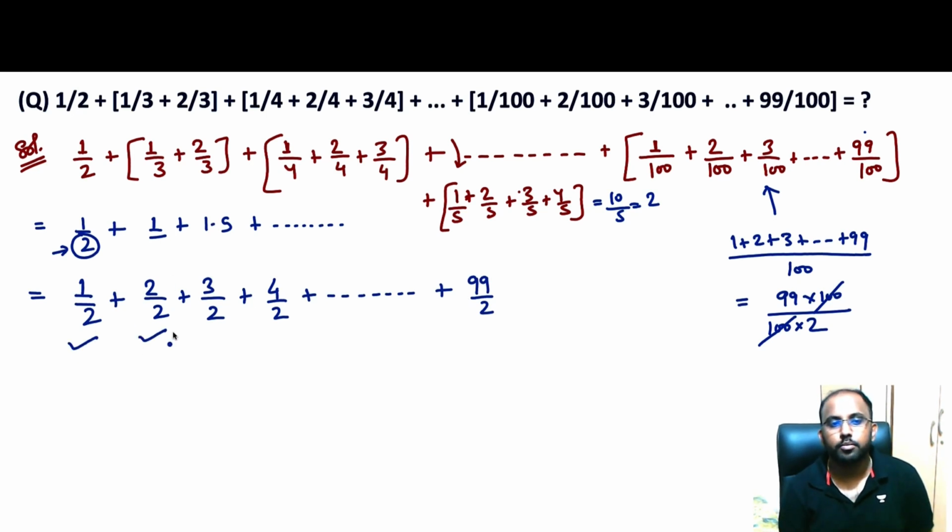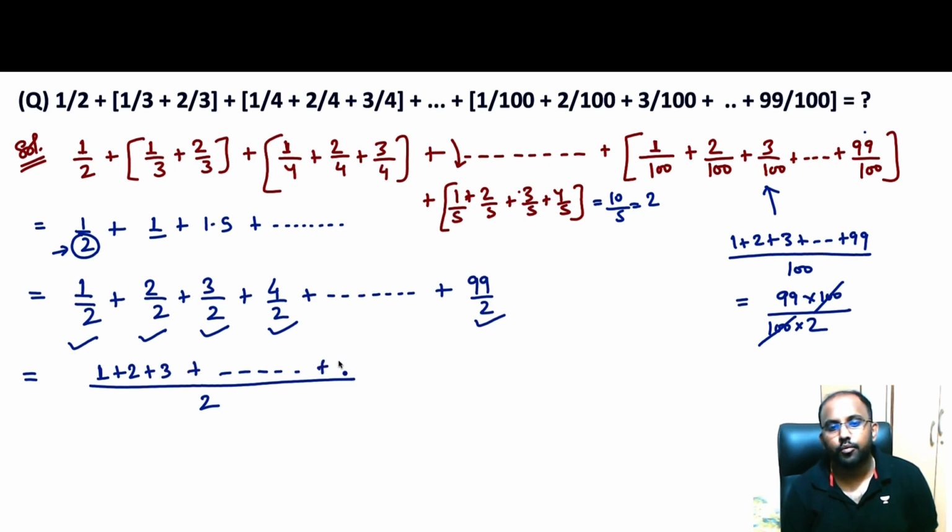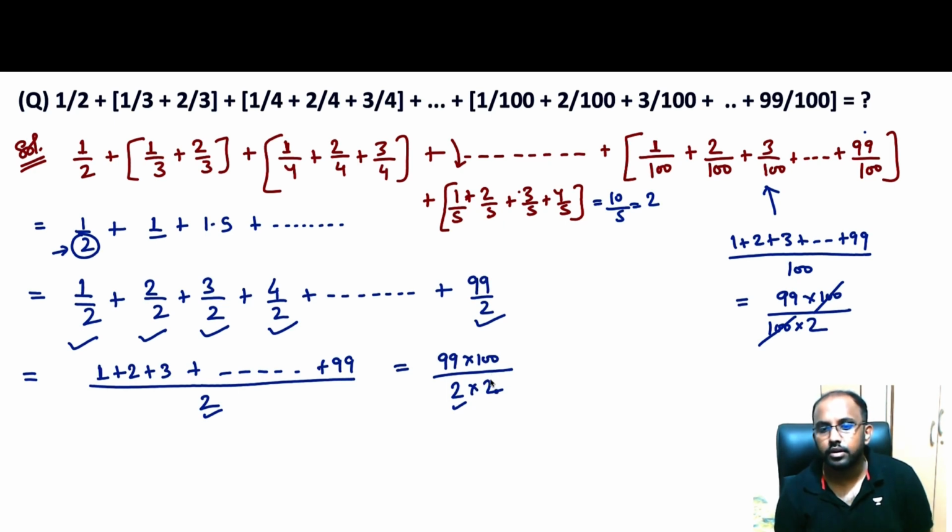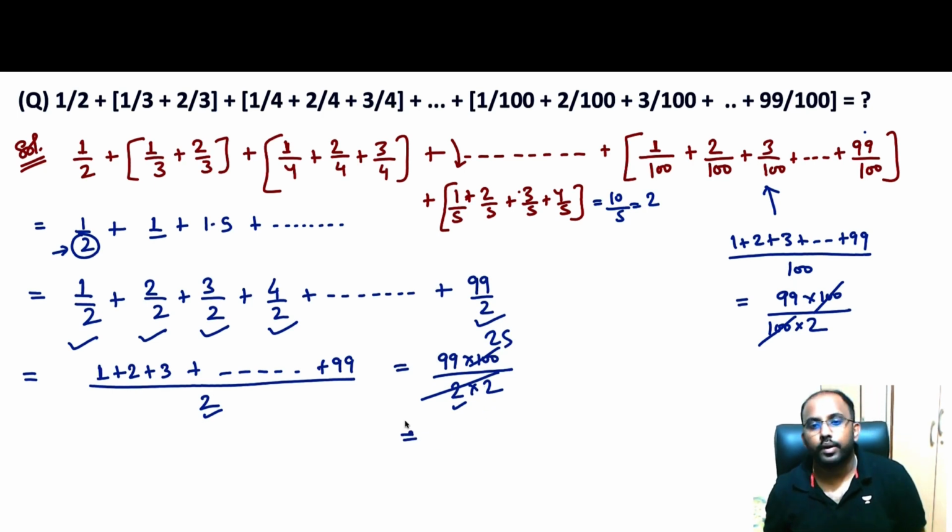So 1 by 2 plus 2 by 2 plus 3 by 2 plus 4 by 2 up to 99 by 2. If you solve it further, I'll again take 2 as the common factor. The sum 1 to 99 we have is 99 into 100 by 2, and then divided by 2. So we can just cancel it out: 4 will cancel 25 times. So the answer is 25 into 99. 25 into 100 is 2500, so it should be 2475. That's the answer for this question.